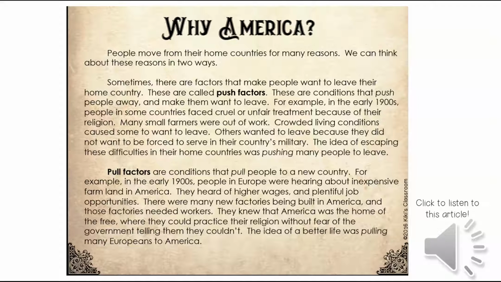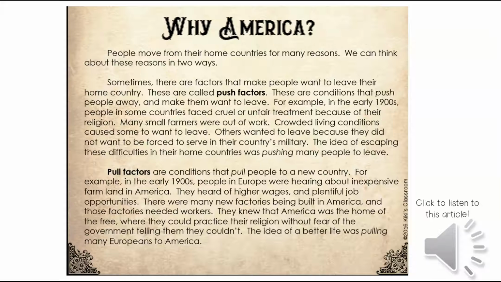For example, in the early 1900s, people in some countries faced cruel or unfair treatment because of their religion. Many small farmers were out of work. Crowded living conditions caused some to want to leave. Others wanted to leave because they did not want to be forced to serve in their country's military. The idea of escaping these difficulties in their home countries was pushing many people to leave.